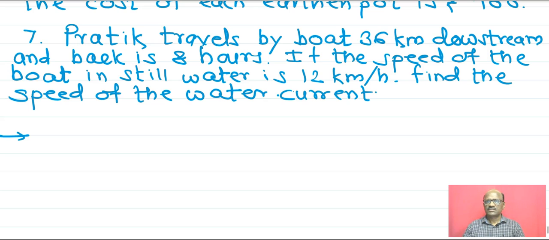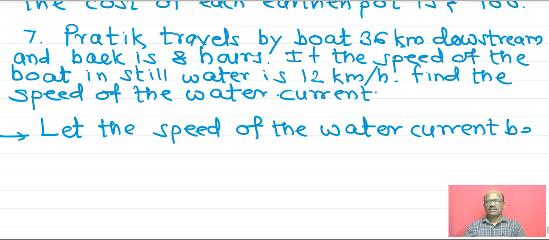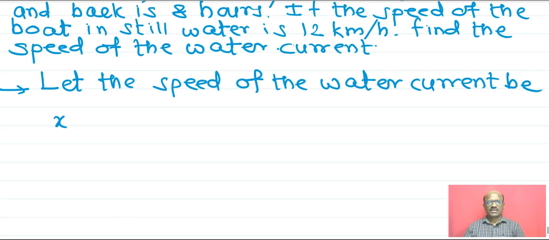That is, Pratik travels 36 km downstream and back in 8 hours. On one side 36, coming back 36, but the time required for this is how much? 8 hours. If the speed of the boat in still water is 12, find the speed of the water current. The speed of the water current will be less than 12 km per hour. So what do we consider here? Let the speed of the water current be x kilometer per hour.